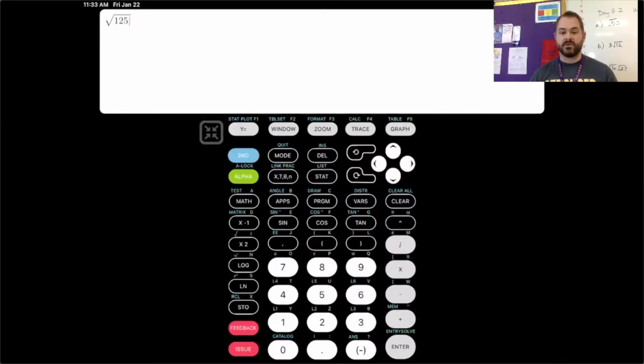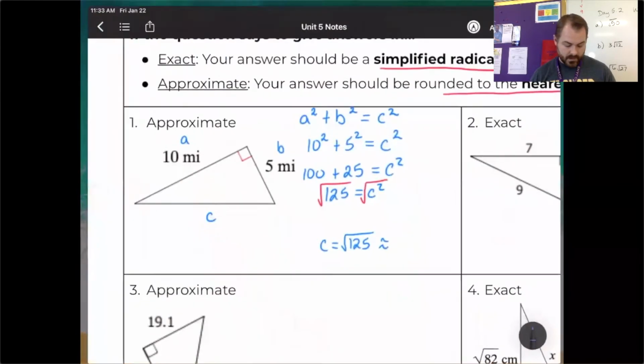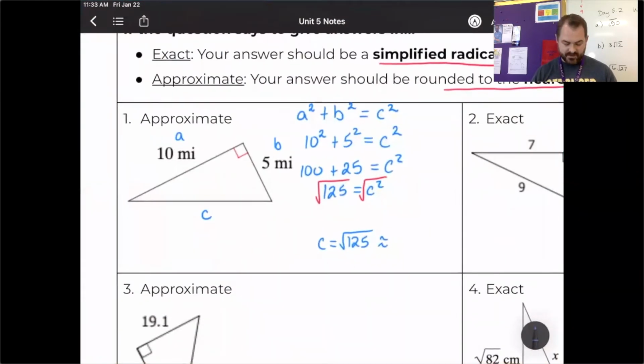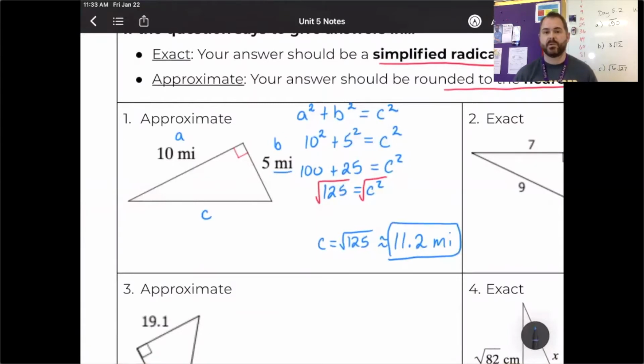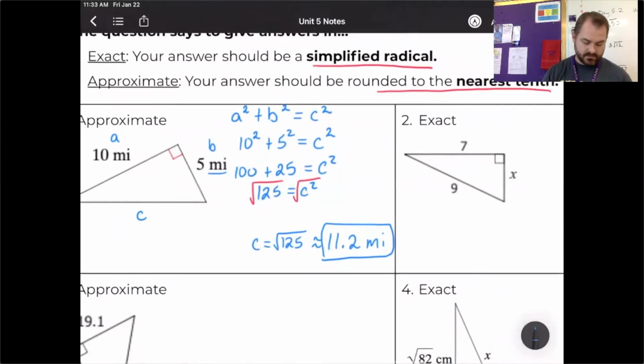So I put in the square root of 125 like that, hit enter, and we get about 11.18 and so on and so forth. We're rounding to the nearest tenth. That's one decimal place. So this would be 11.2. So the square root of 125 is about 11.2, and we are given units of measure, so we're going to write miles. That's our answer.